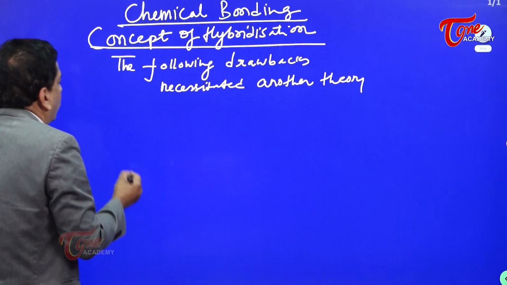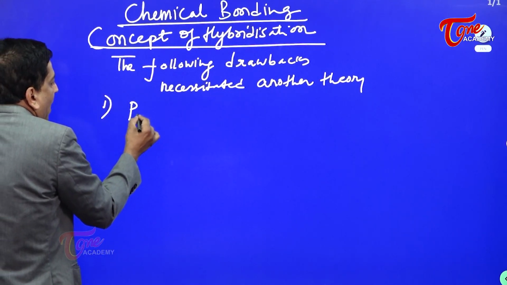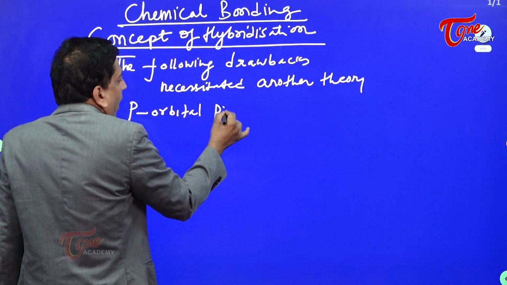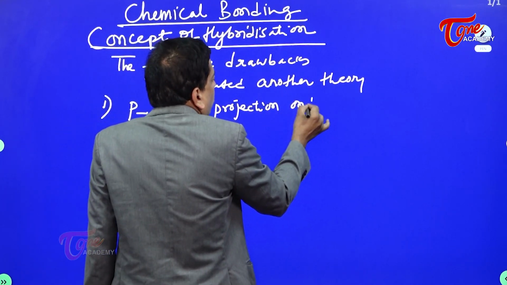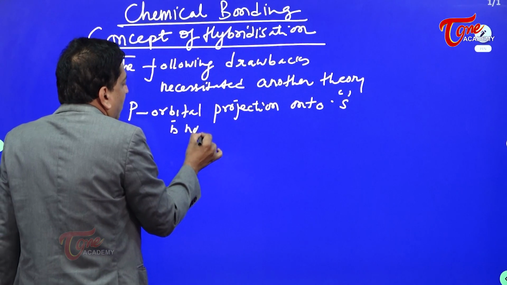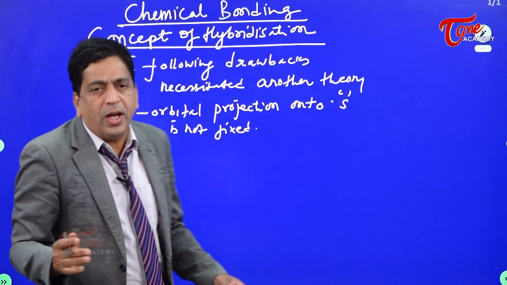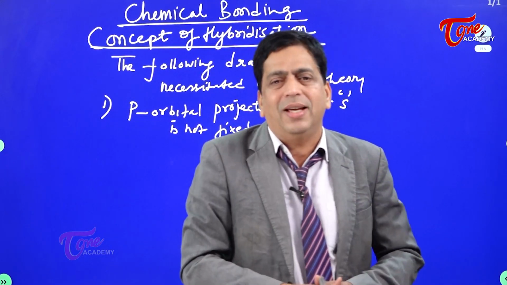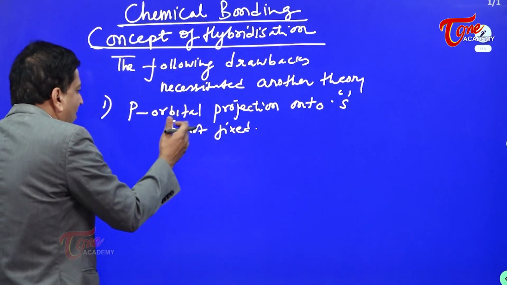And what are the following drawbacks? Number one, the p orbital projection onto S is not fixed. It's absolutely not fixed. So whenever P is trying to get into the S, its projection is not fixed. That's number one. I gave details of that.